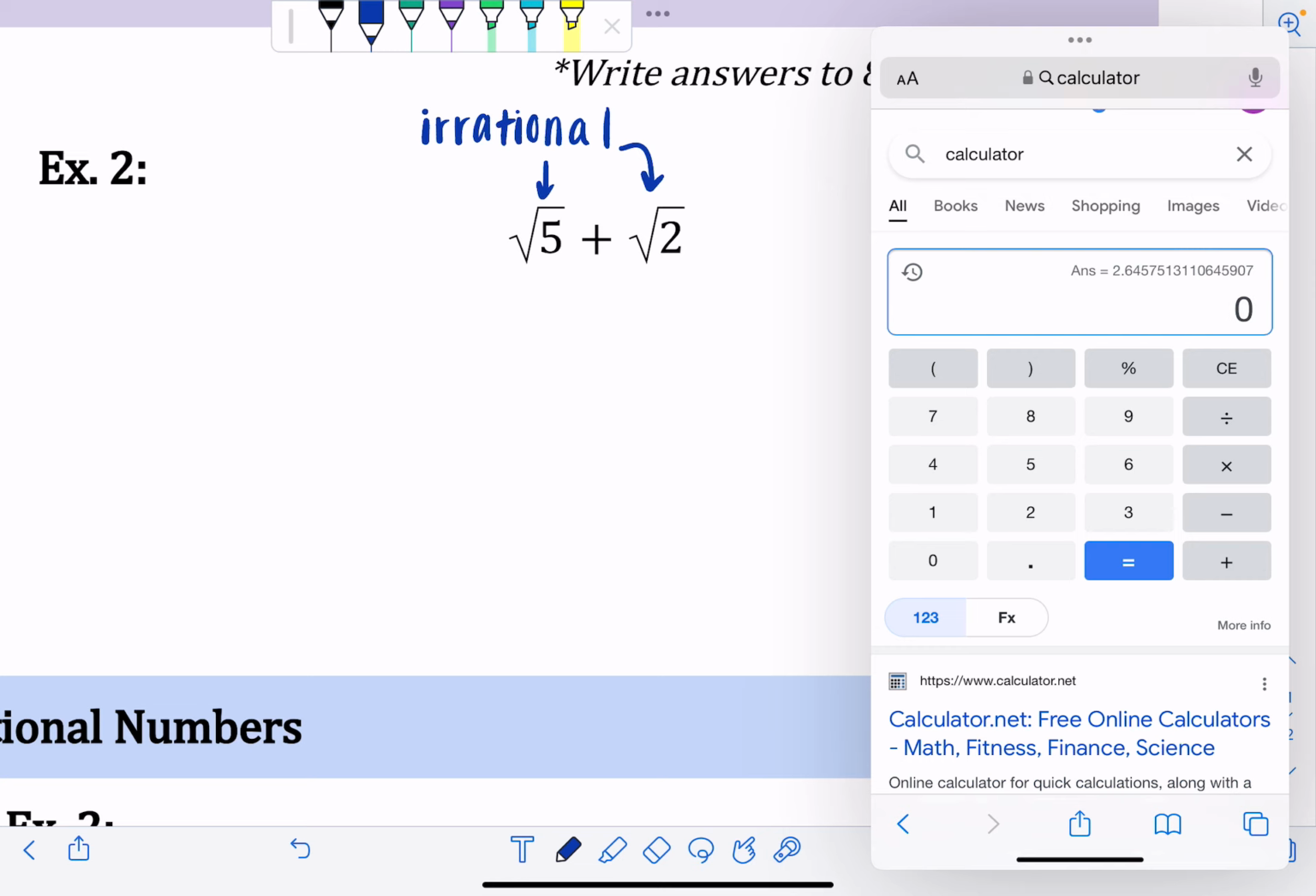So now I'm going to go ahead and add them together. One thing that's really important is specifically when you're adding, you can't just add the numbers inside of the radical. This would not become the square root of 7 ever. So don't try to ever do that. We're just going to go ahead and get a decimal approximation now. So I'll find the square root of 5.